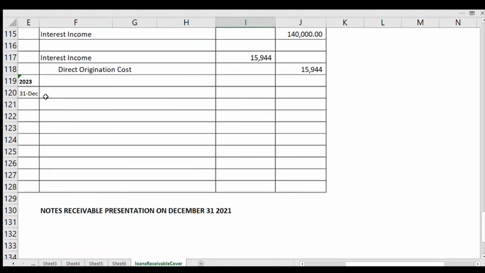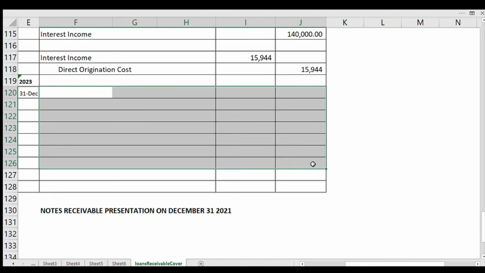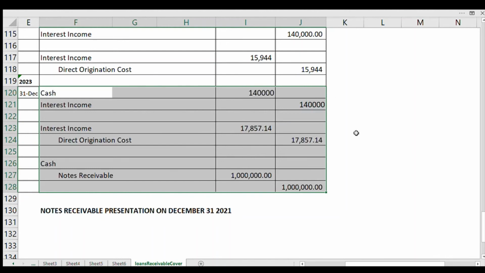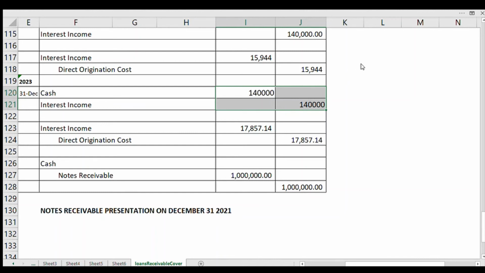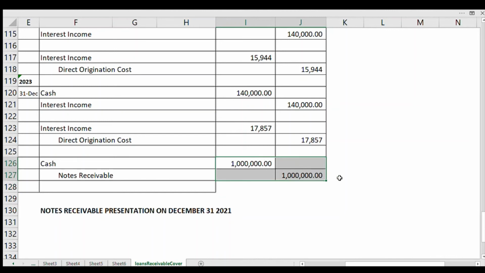Okay, so then last, for 2023, and this is the last year, at the same time the collection of the principal, it's going to be like this: 140,000, and the amortization is going to be 17,857, and lastly, for this last period, the collection of the principal. Okay, this is going to be the collection of the principal. All right.